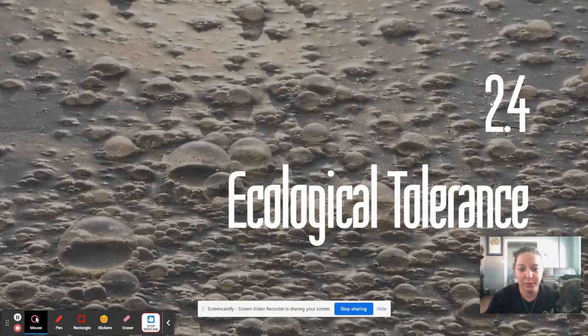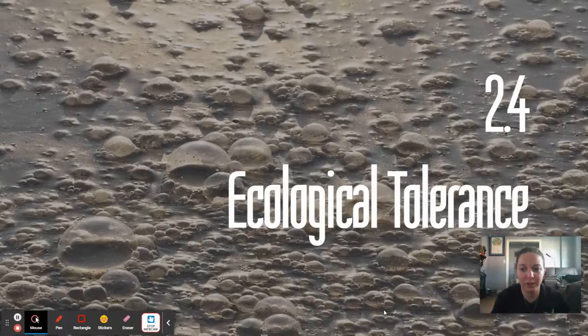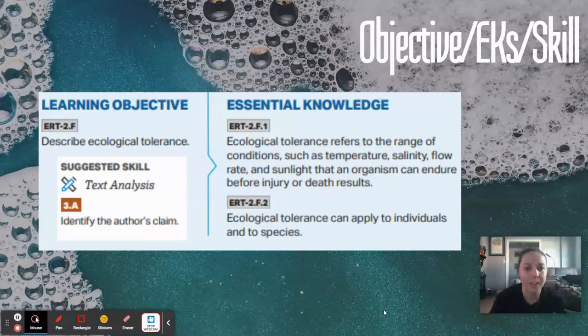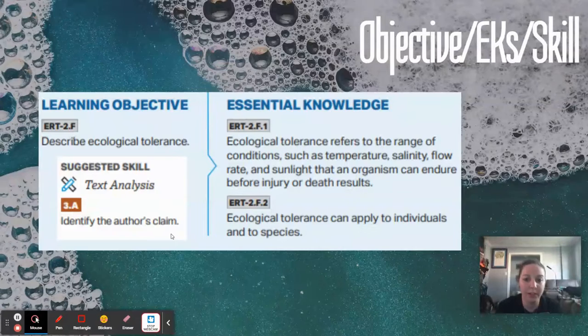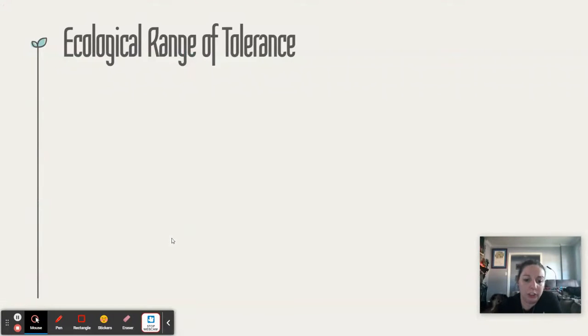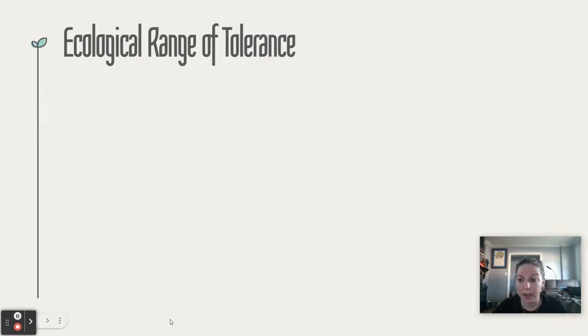All right, so let's go ahead and get started. So, with 2.4, we're talking about ecological tolerance. So, we're going to be describing what that is. We're going to have a little bit of a different skill this time than we've done before, which is identifying an author's claim. So, let's jump right into this. We do have a few units we're doing today, but they're not too difficult or intensive. So I think we'll be okay.